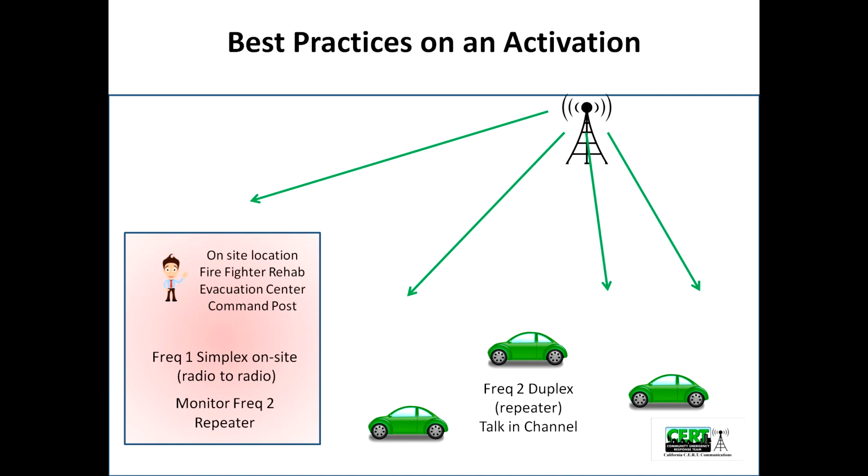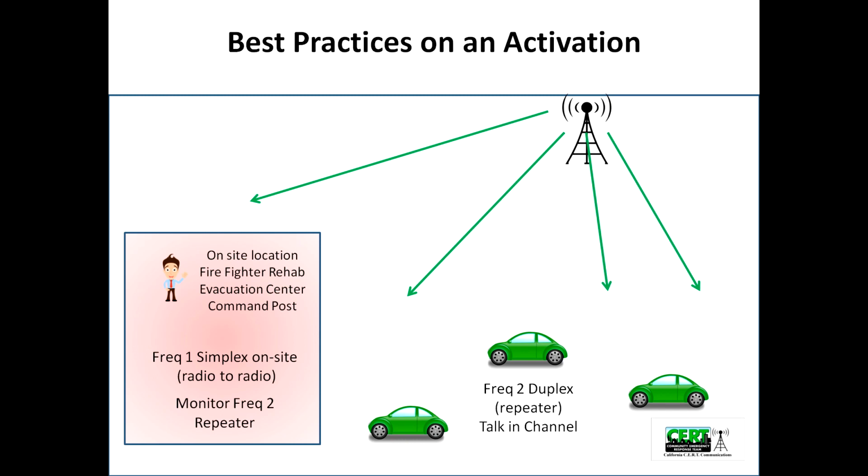Here's kind of an illustration of what I'm talking about. Perhaps your CERT team is deployed, and when you're going en route, the little green cars there, to your deployment location, you would use a repeater. And you could even check in with the on-site location, whether it be a fire station or the evacuation shelter. You can communicate while you're en route through a repeater to the location.